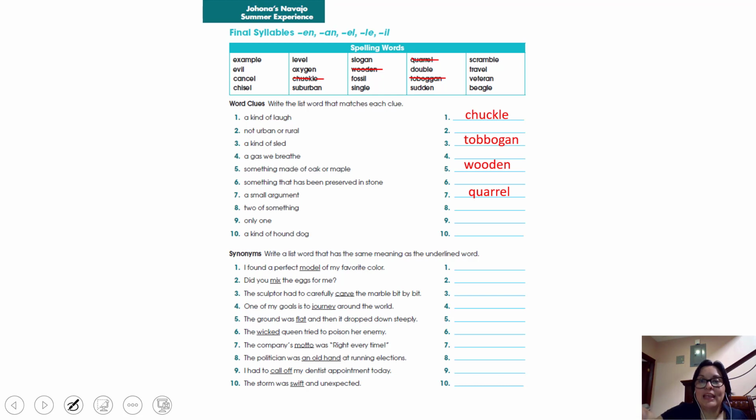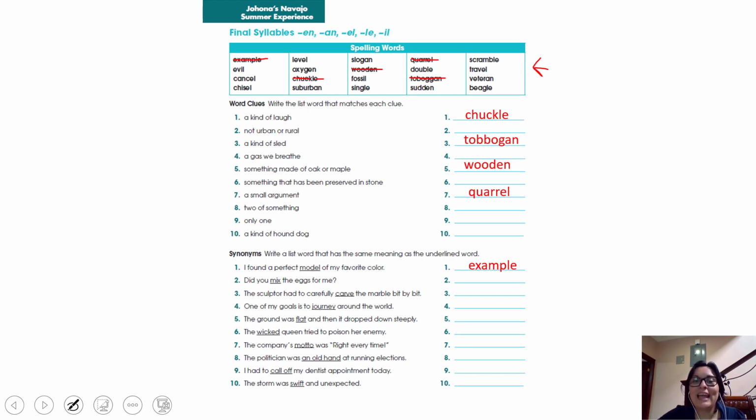What is another word from the spelling words that you can use instead of model? I found a perfect model of my favorite color. Exactly, example. I found a perfect example of my favorite color. Remember that example is the same as model. So let's cross example. And then let's continue with number 3.